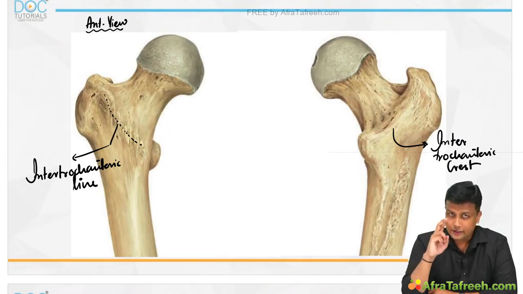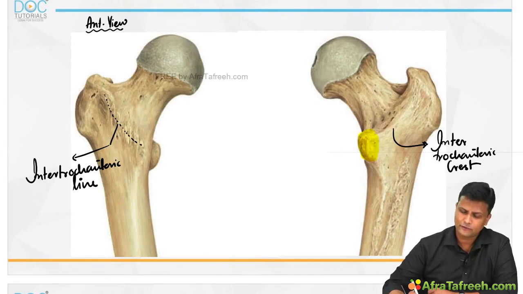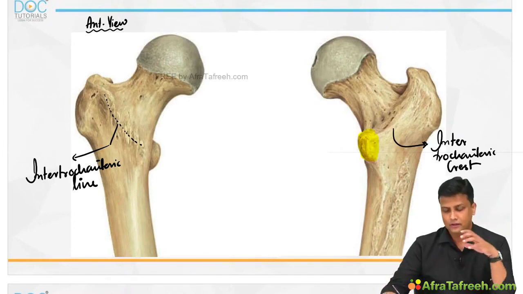And the second important thing by which you can identify it is that the lesser trochanter will be very prominent here. When you see the posterior view, the lesser trochanter will be more prominent, very clearly or completely visible.